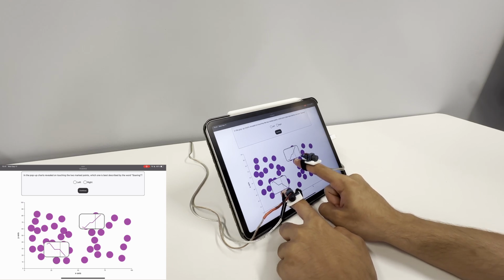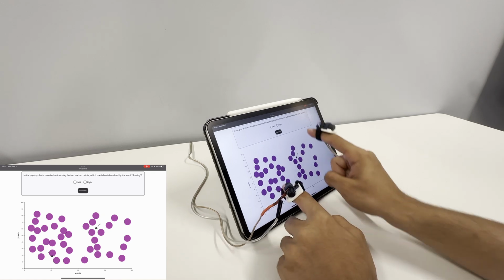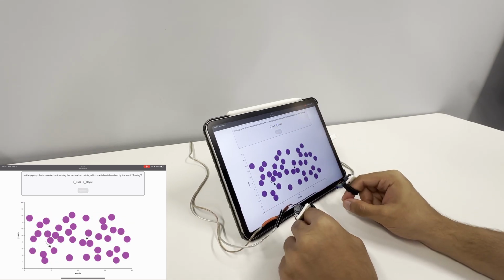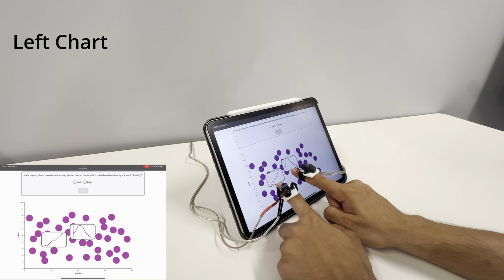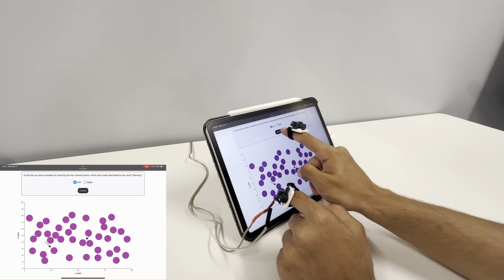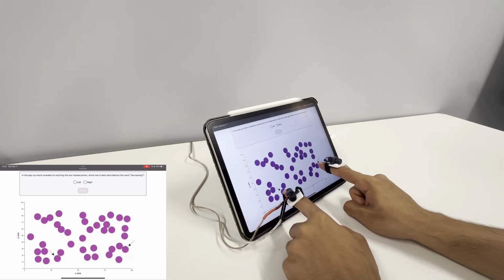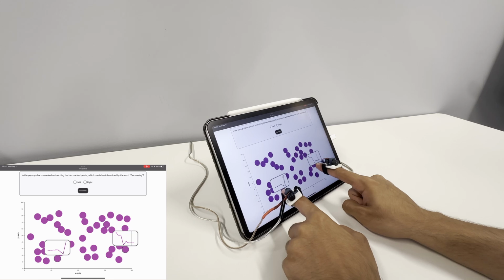Note that vibrations are played as sounds in stereo, with the left channel corresponding to the vibration on the left side of the display, and the right channel corresponding to the vibration on the right side of the display. Participants answered 20 questions asking them to identify which of 2 line charts was best described by a given word.